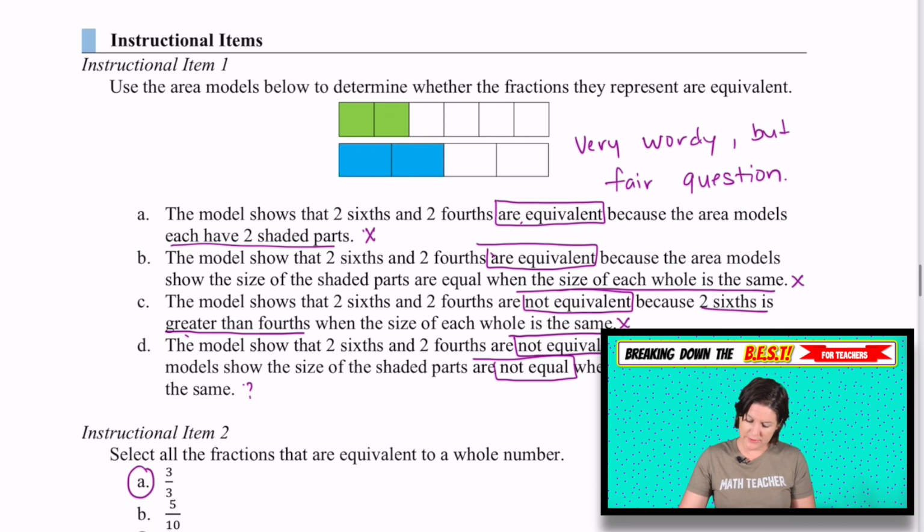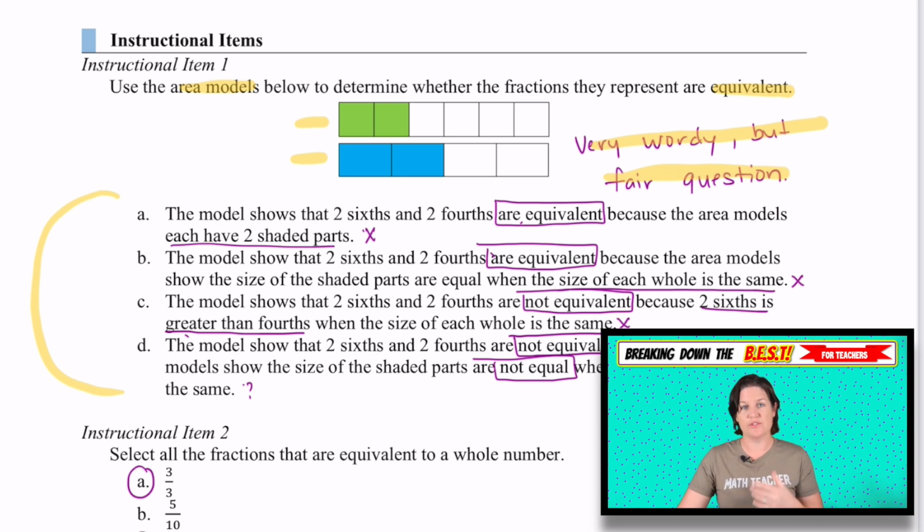This one right here says use the area models below to determine whether they are equivalent. Well, we can tell by looking at it that they are not equivalent, because 2/6, for instance, right there, is less than 2/4. But the answer choices down here are very wordy, but it is a fair question. So it's really important that students are able to articulate why. Look at all the vocabulary in here. That the model shows that 2/6 and 2/4 are equivalent. Well, right there we can knock it out because they're not equivalent.